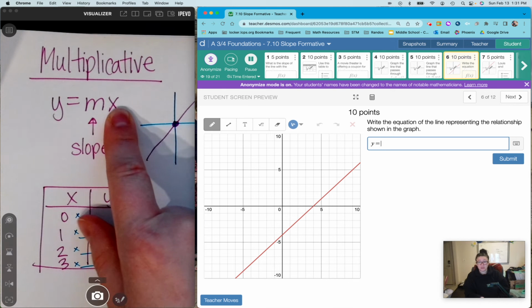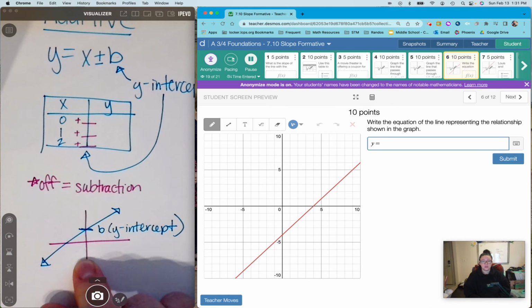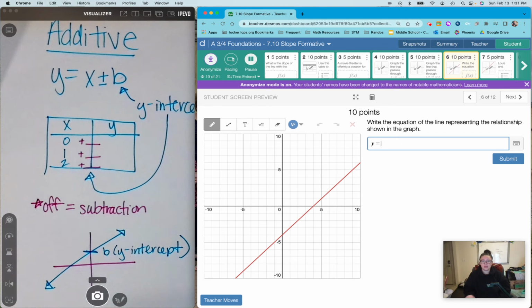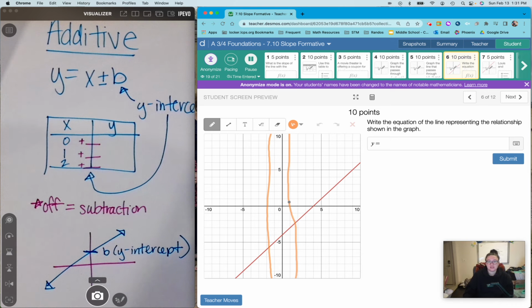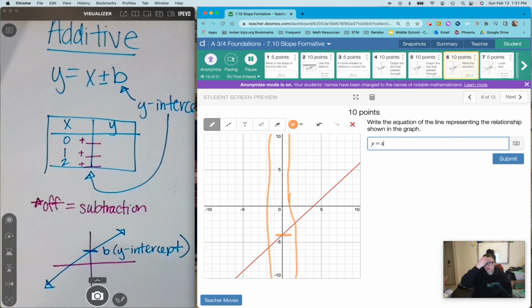It doesn't go through the origin, so it's not multiplicative. It is additive. It does not go through the origin. We have a y-intercept. We have a b. So what would my b be in this situation? What is my y-intercept? What is my point on this y-axis? What number is that? That's -4. So that means my equation is going to be y equals x minus 4 because it's below the origin. It's at a -4.